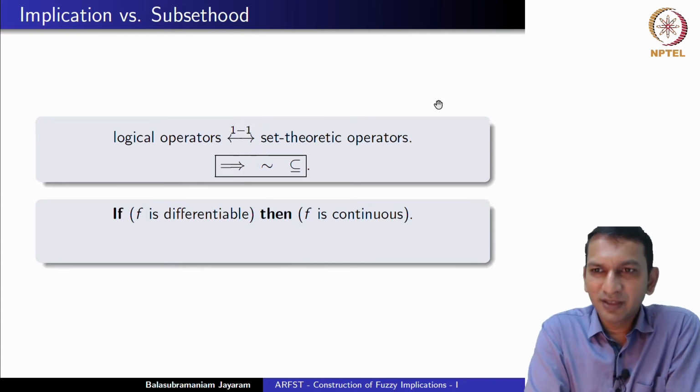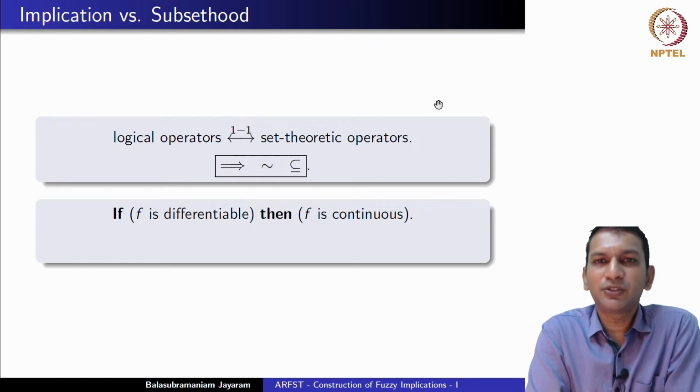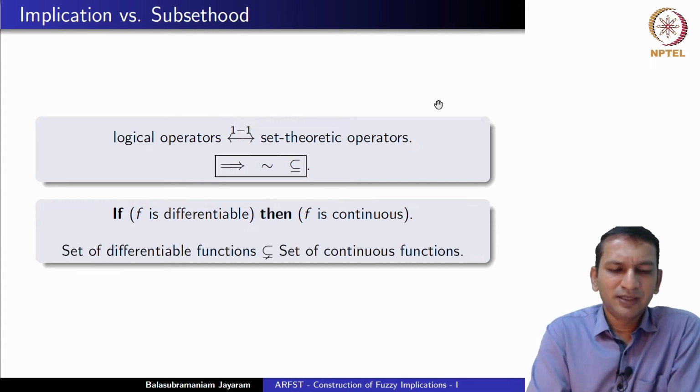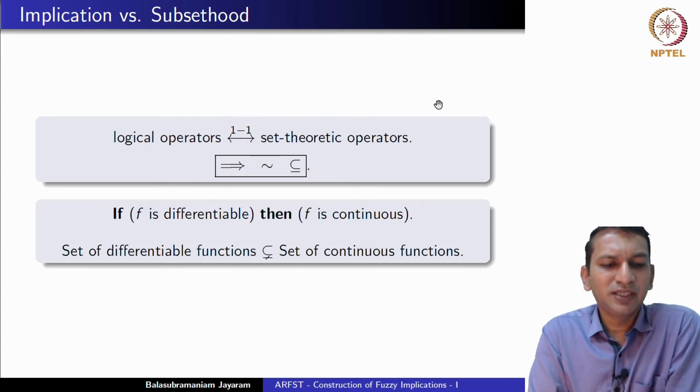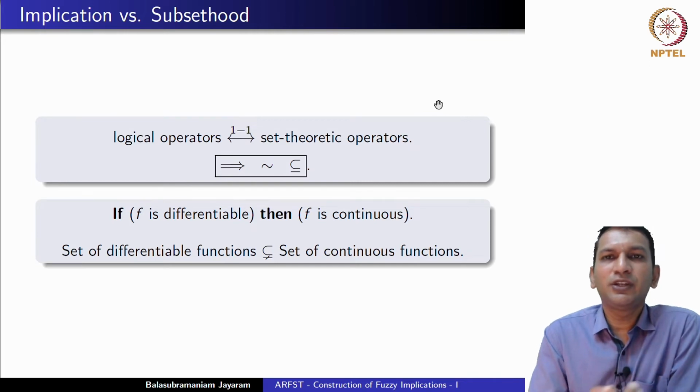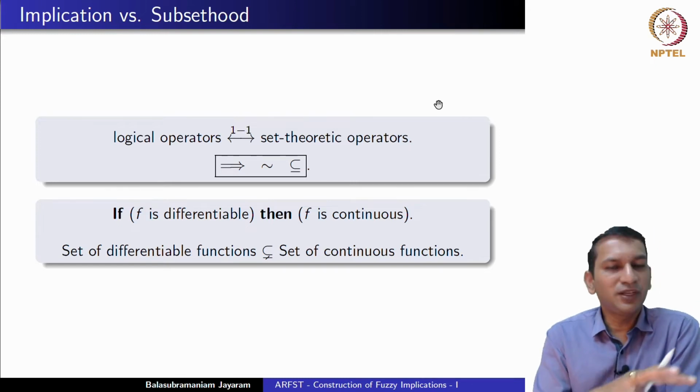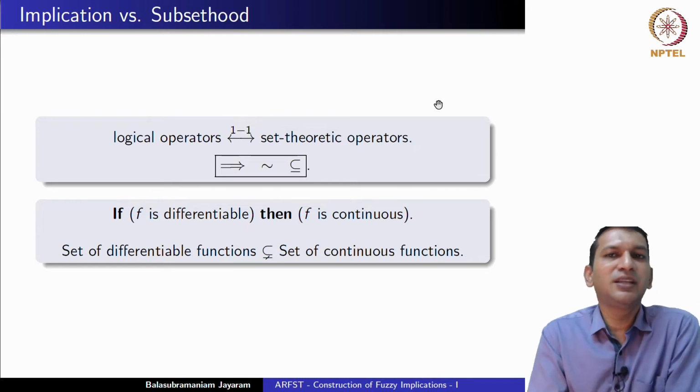Once again, a very familiar conditional by now. If f is differentiable, then f is continuous. We know for sure that this conditional is valid. Now what it seems to say is this, that the set of differentiable functions is actually contained in the set of continuous functions. That's what we are claiming here. Because if you take an f, if it is differentiable, it is also continuous. So if you consider a set of all differentiable functions, then it is contained in the set of all continuous functions.